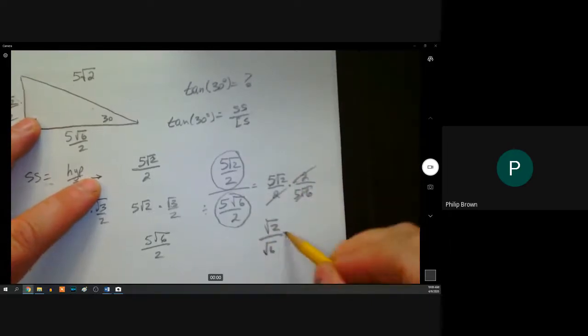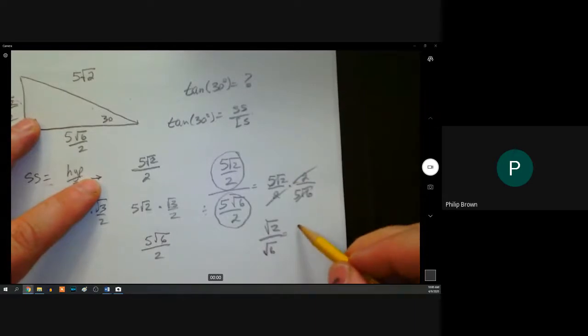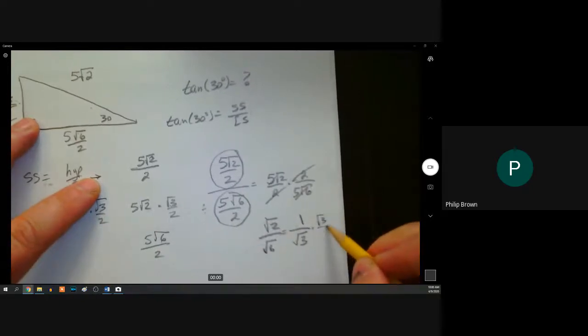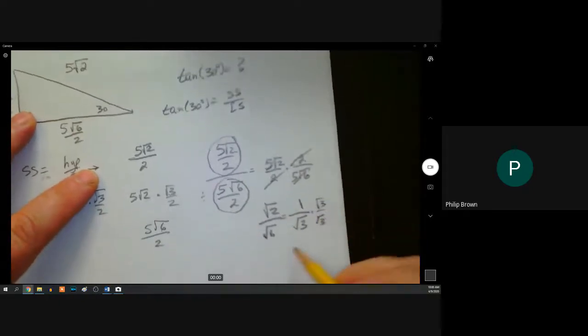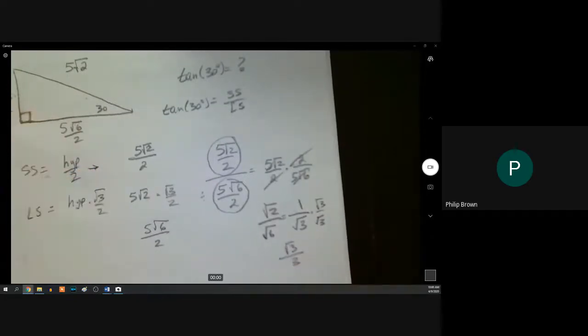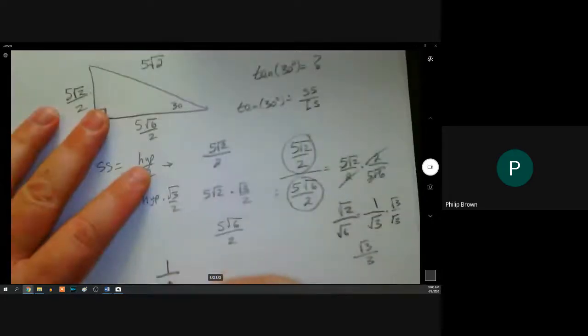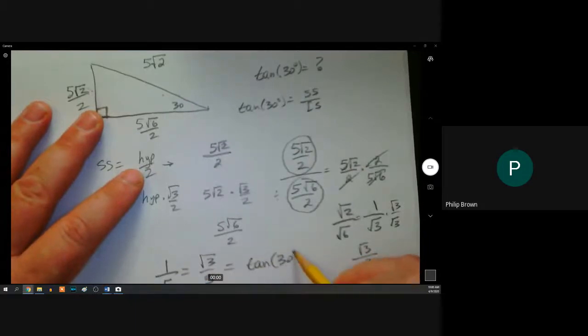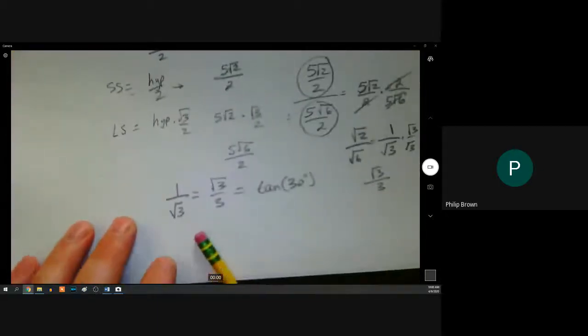That can be reduced to the square root of 1 over the square root of 3. And when you rationalize the denominator, you get the square root of 3 over 3. So here's the thing. 1 over the square root of 3 is equal to the square root of 3 over 3, and that's equal to the tangent of 30 degrees. This is true, and we'll show you on the calculator.